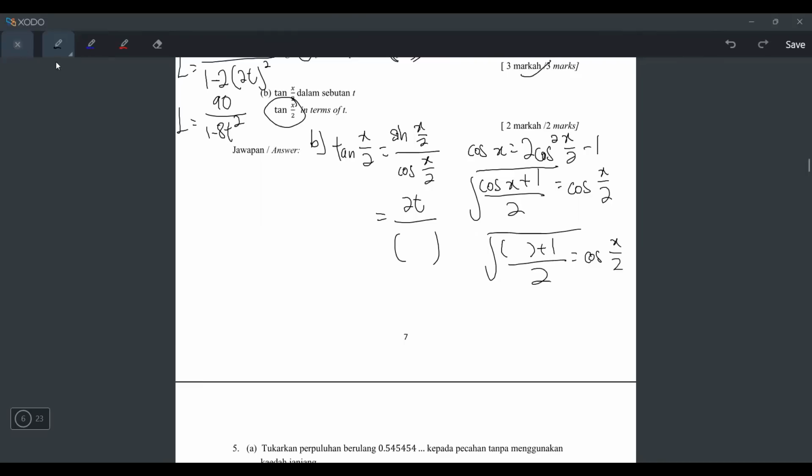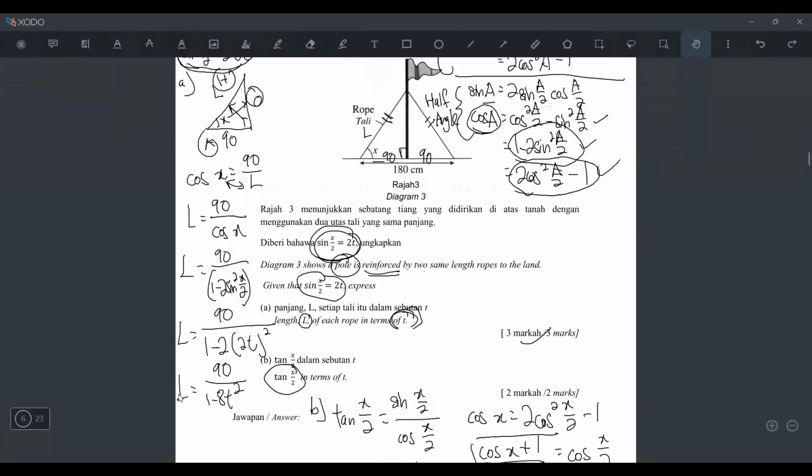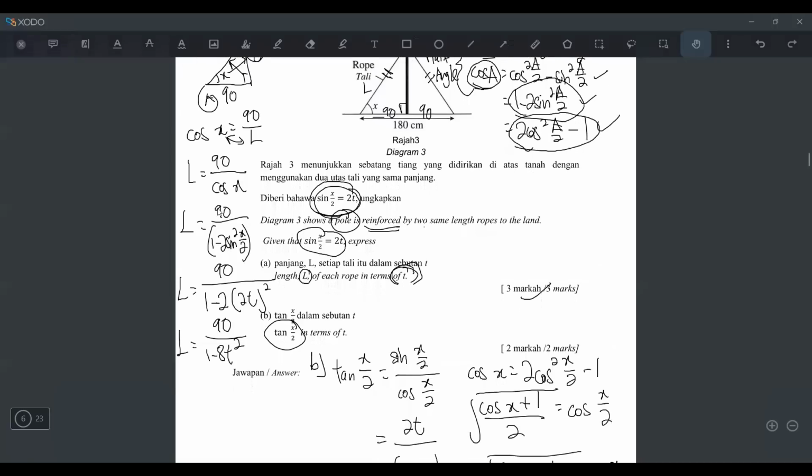So what is cos x? Okay, let's scroll up. Do we know cos x? The answer is yes, because cos x is 90 over L. But don't write 90 over L, write this one, 90 over this. Better, right? Because they want your answer in terms of t. If you write 90 over L, later your answer will be in terms of L already.